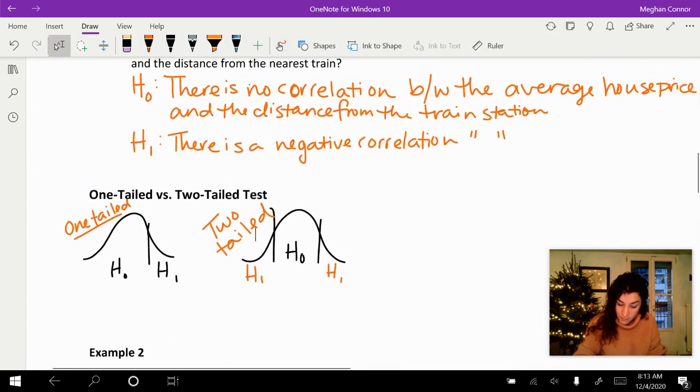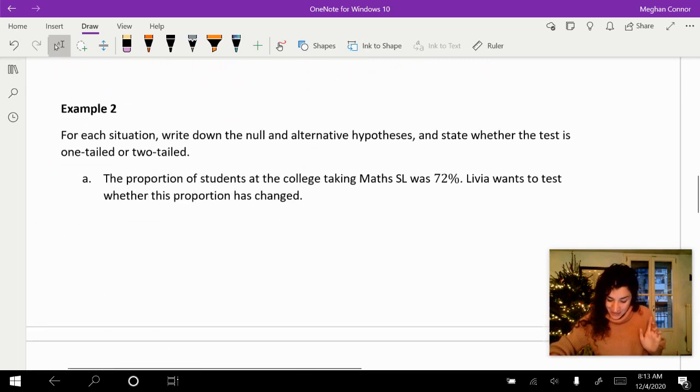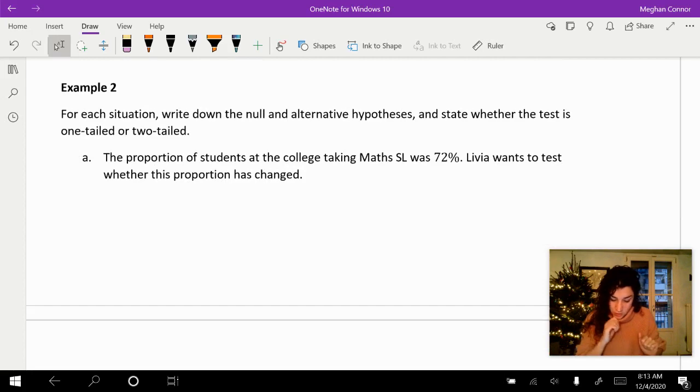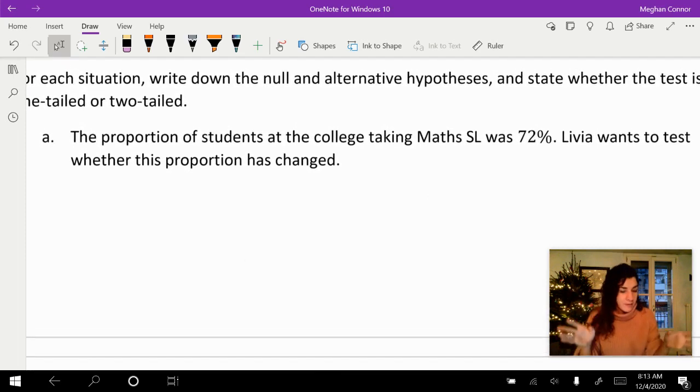So above, when we said, hey, there's no correlation as our null hypothesis, and then our alternative hypothesis says, okay, well, if there's no correlation, then it actually has to be a negative. And that's a one-tailed test, where we're going in that specific direction. Let's practice labeling whether something is a one-tailed test or a two-tailed test. For each situation, write down the null and alternative hypothesis and state whether the test is one-tailed or two-tailed. So practicing all of our vocab.